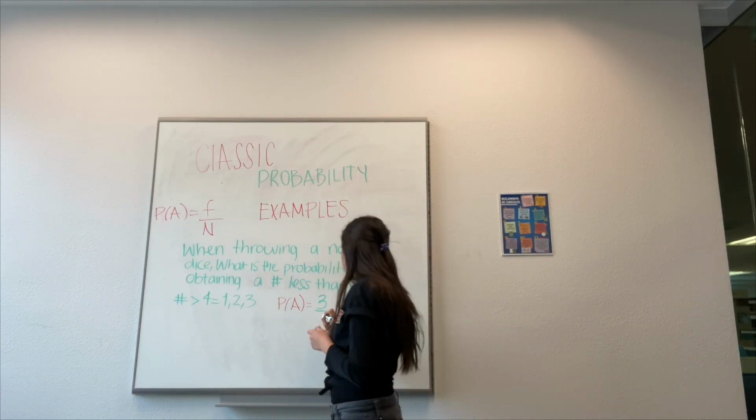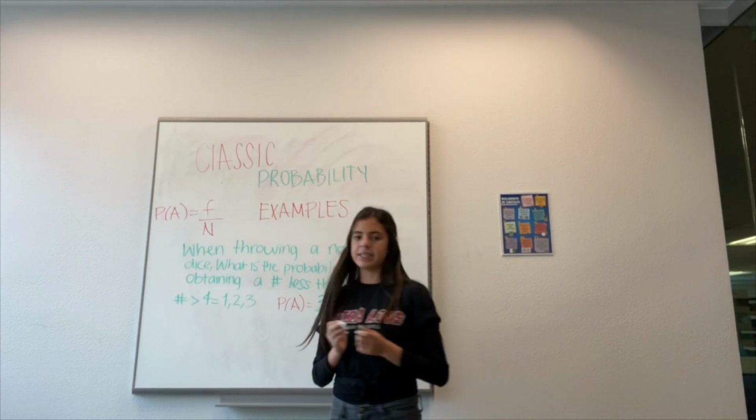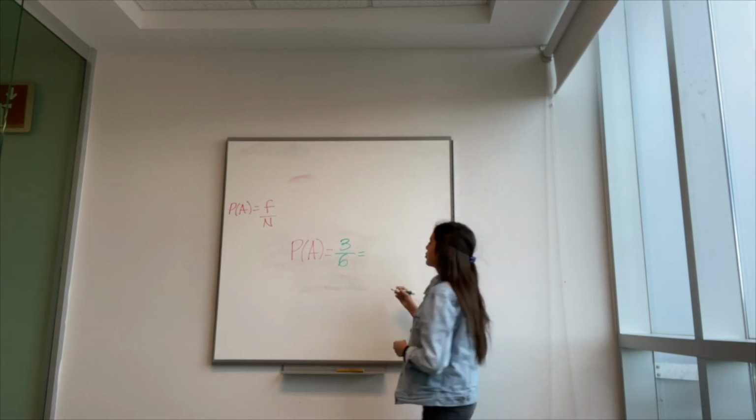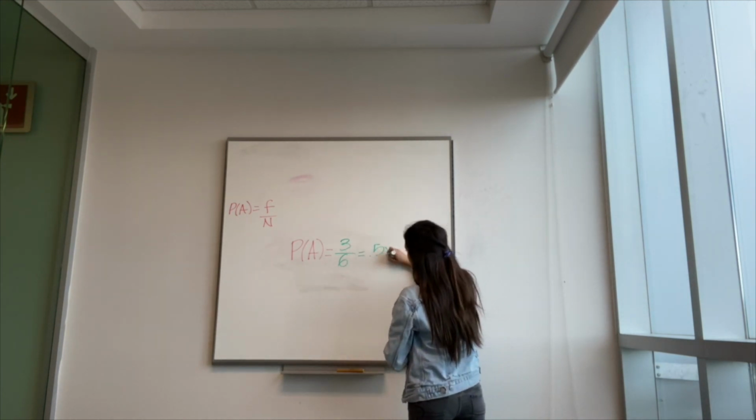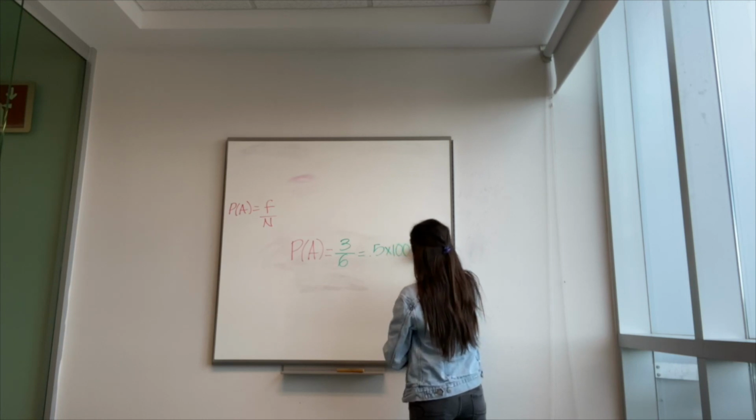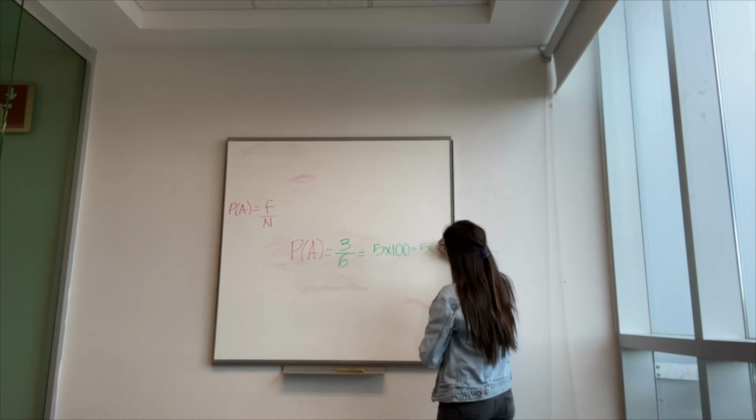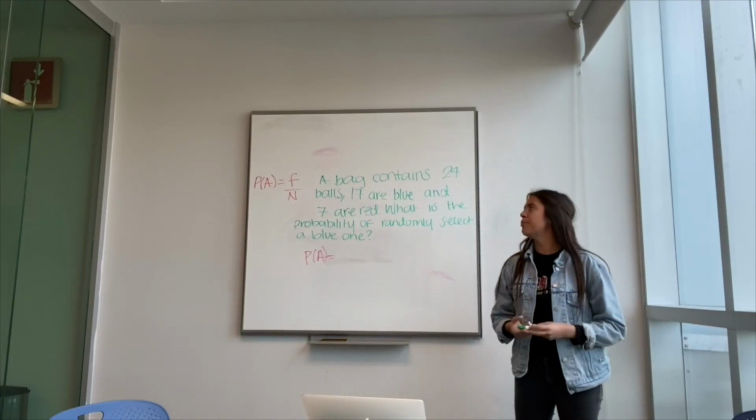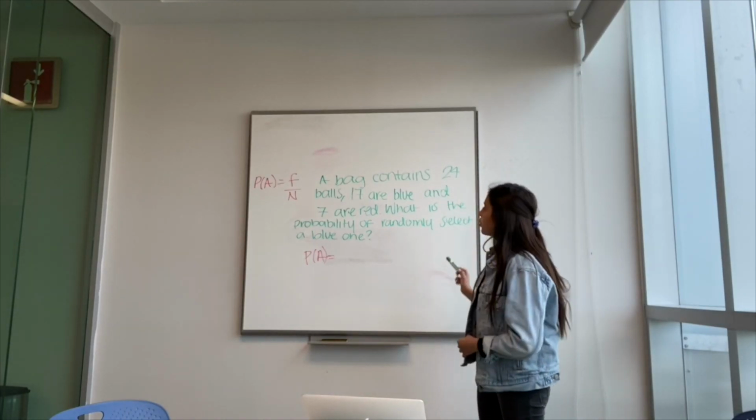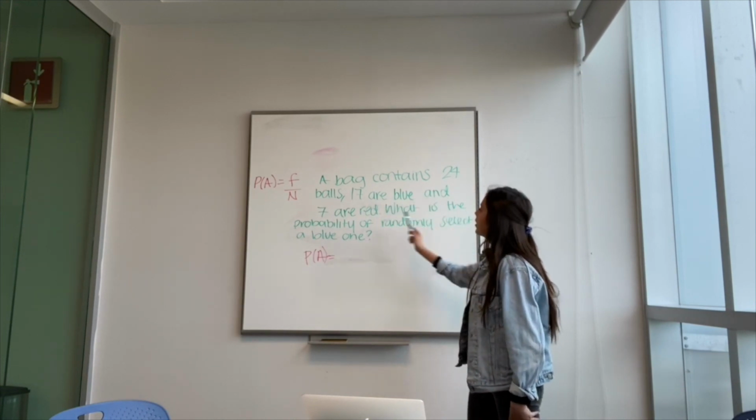N would be 6, because the normal dice has 6 sides. Now the result of 3 over 6 is 0.5. If we multiply this by 100, we will get a percentage. So 50% is our result. Another example can be, a bag contains 24 balls, 17 are blue and 7 are red.